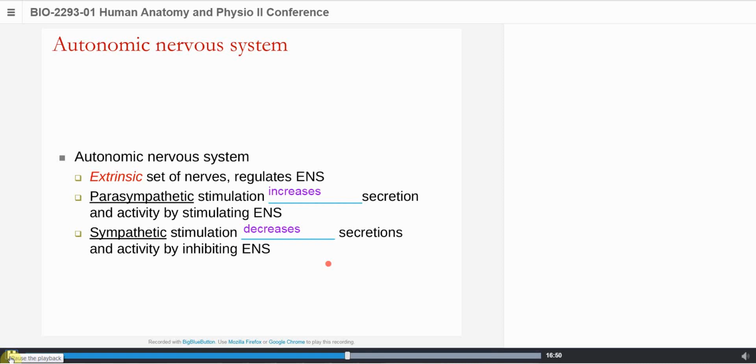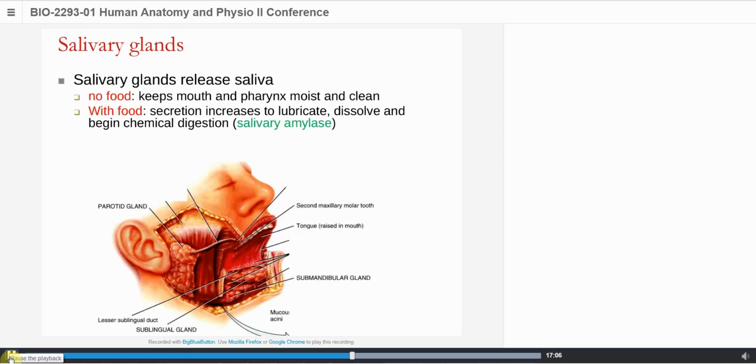Okay. So the intrinsic set of nerves in the ENS, the enteric nervous system, can take care of business most of the time, but it will listen to the ANS based on globally what's happening in the body, which is why it's not a good idea to eat a big meal and then go exercise. Not so bueno.